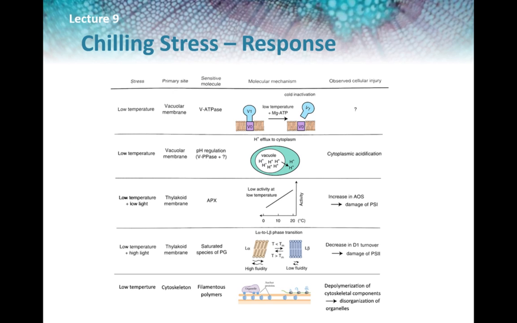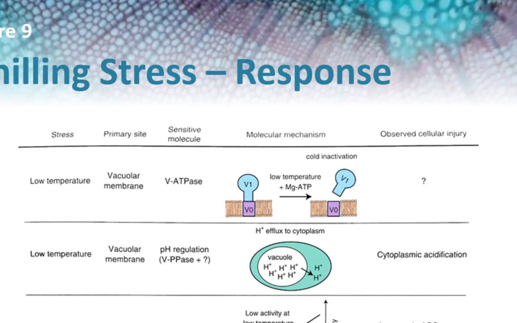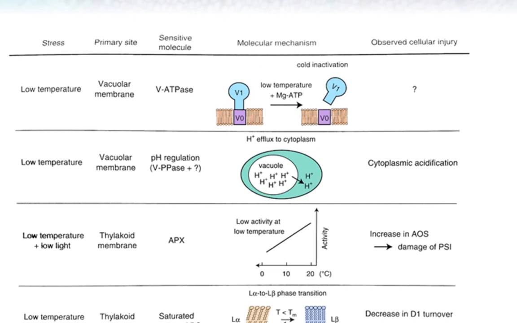In this table, we can summarize the molecular chilling injuries in sensitive plants. The first injury affects the proteins in the vacuolar membrane. The V1 domain in the V-type ATPase protein detaches from the complex, resulting in its deactivation, with the protons effluxing to the cytoplasm due to the deactivation of the proton pumps. Cytoplasmic acidification occurs.